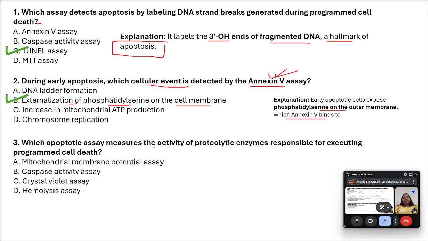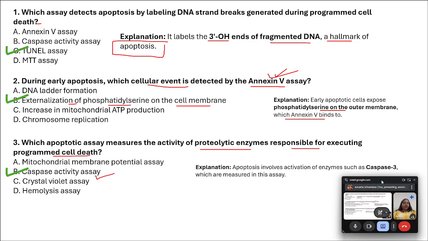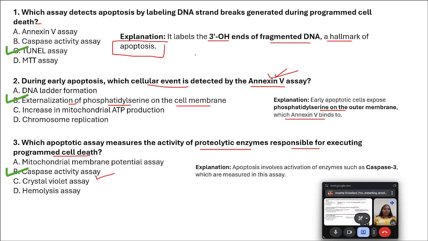Which apoptotic assay measures the activity of proteolytic enzymes responsible for executing programmed cell death? Correct, caspase activity assay. We have seen how a cascade of reactions happens and how the caspases are activated one by one following apoptosis. So apoptosis involves activation of enzymes such as caspase 3, which are measured in this assay. Not just caspase 3, it's not just limited to caspase 3, it varies.